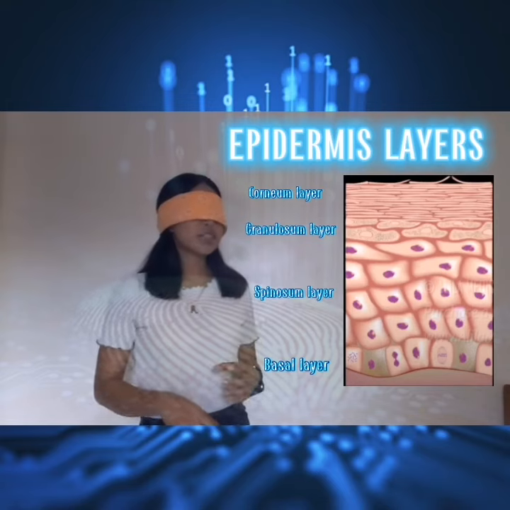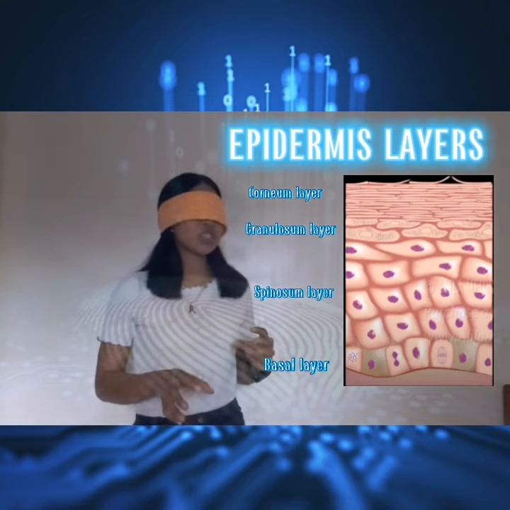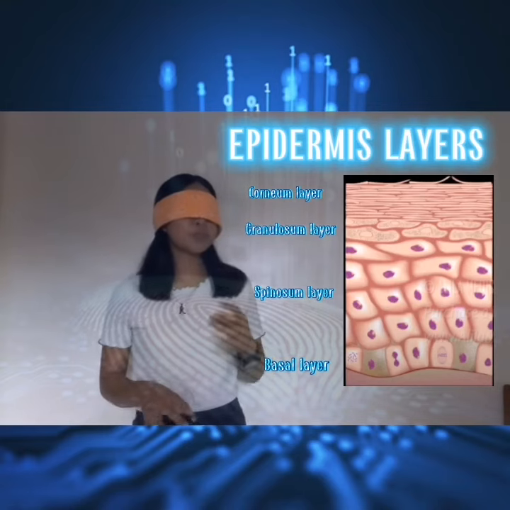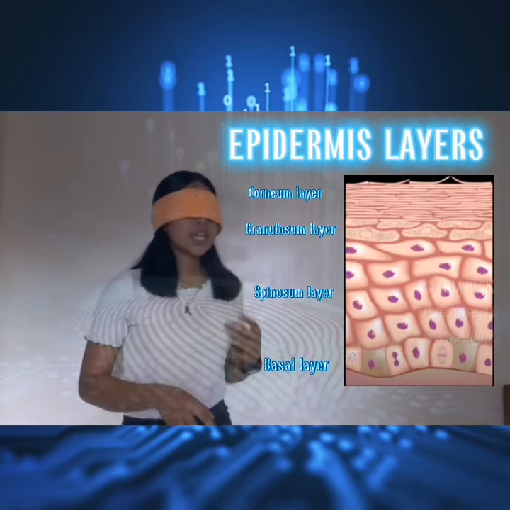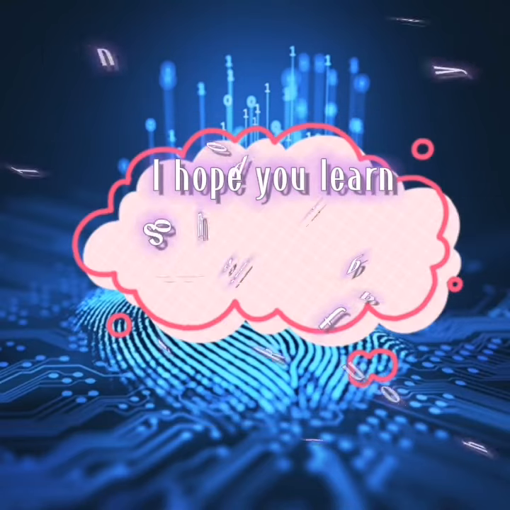The renewal process becomes slower with age but faster in injured skin, wherein cell proliferation is accelerated for wound healing. I hope you learned something today.